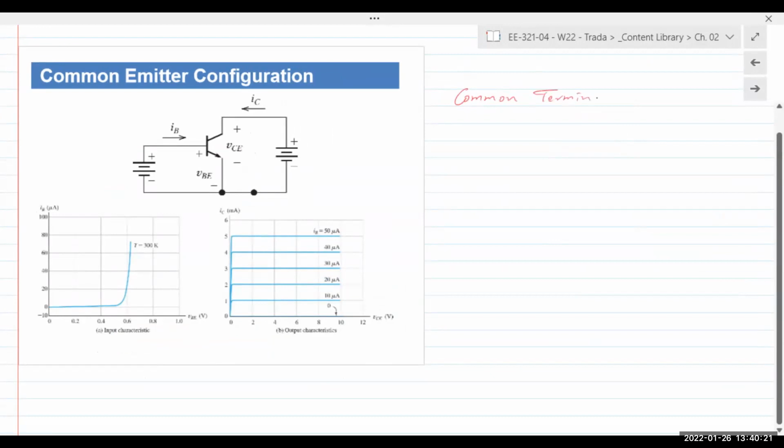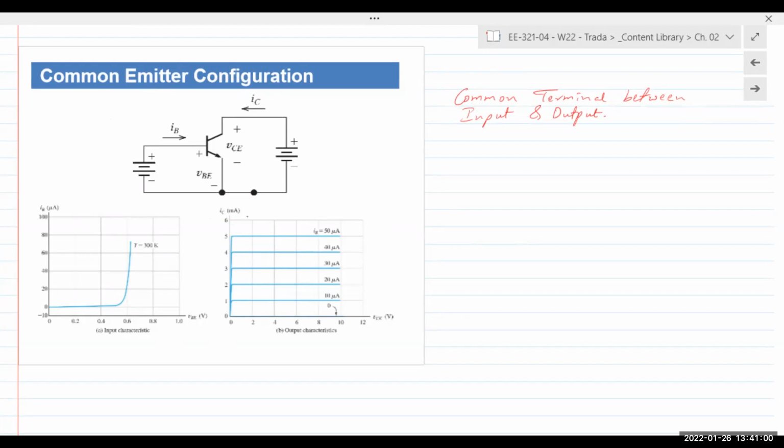So common terminal between the input side and the output side. Depending on which terminal is common, we have 3 different configurations: the common collector, common base, and common emitter. This diagram shows the common emitter configuration, which is also by far the most popular configuration.